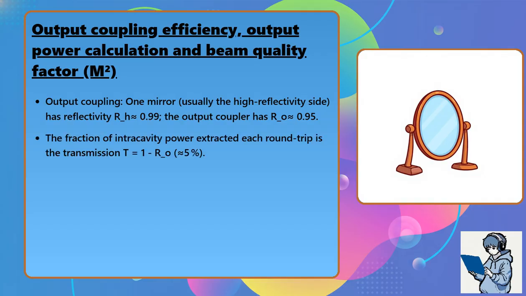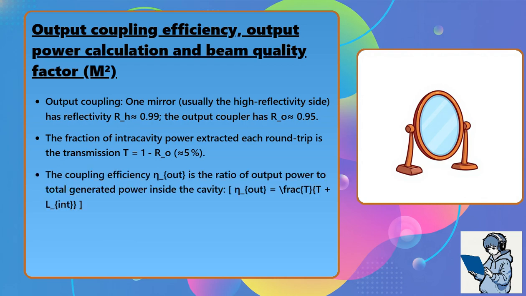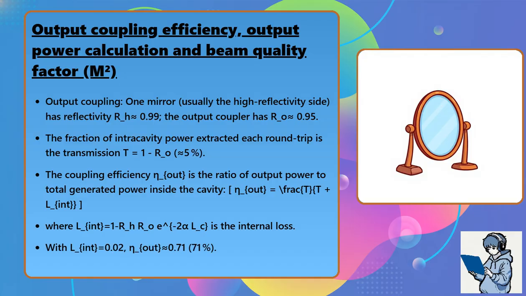The fraction of intracavity power extracted each round trip is the transmission T equals 1 minus R sub O, approximately 5%. The coupling efficiency, eta sub out, is the ratio of output power to total generated power inside the cavity. Eta sub out equals T divided by (T plus L sub int), where L sub int equals 1 minus R sub H R sub O e to the minus 2 alpha L sub C is the internal loss. With L sub int equals 0.02, eta sub out is approximately 0.71, 71%.